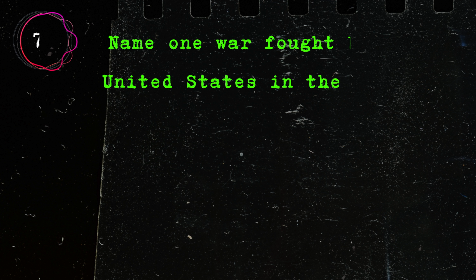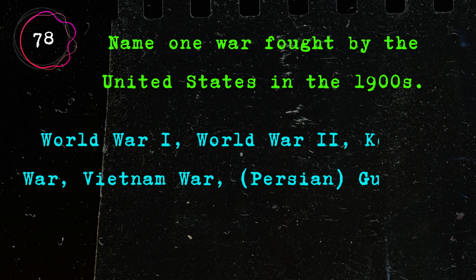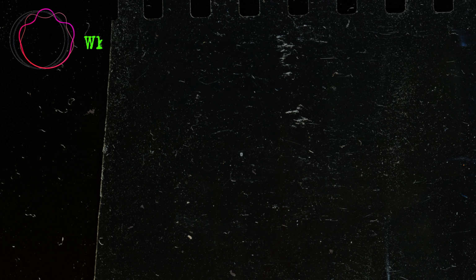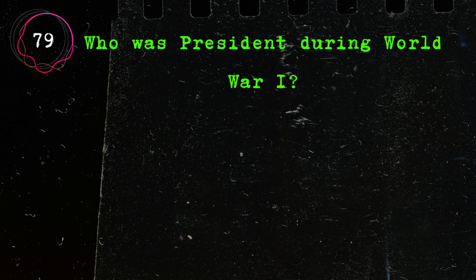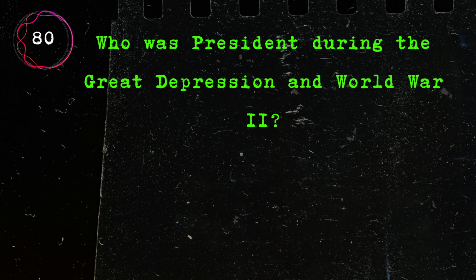Name one war fought by the United States in the 1900s. World War I, World War II, Korean War, Vietnam War, Persian Gulf War. Who was president during World War I? Woodrow Wilson. Who was president during the Great Depression and World War II?